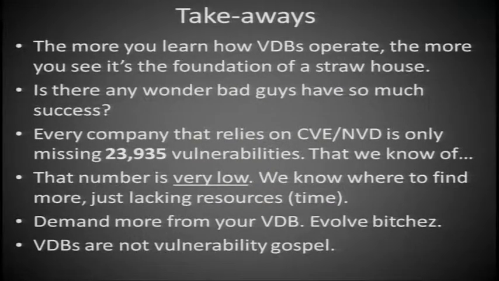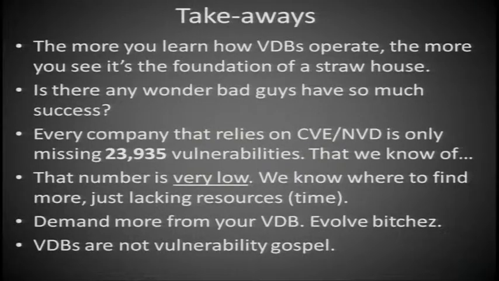So the takeaways: the more you learn about your VDB, the better. Is there any wonder bad guys have so much success? Right now, you're trying to patch against 65,000, 70,000 CVEs, right? Because your IDS knows to look for them, your vulnerability scanner knows to look for them. Well, how about the rest? Right now, we only have 23,935, and that number's off. That number's already climbing since a few days ago when I wrote these slides. 24,000 vulnerabilities that we know of, no CVE. If you can't patch those 24,000, of course the bad guys are going to win. Of course the data breaches are going to happen.